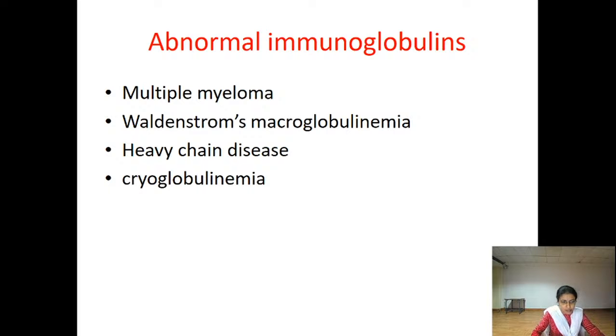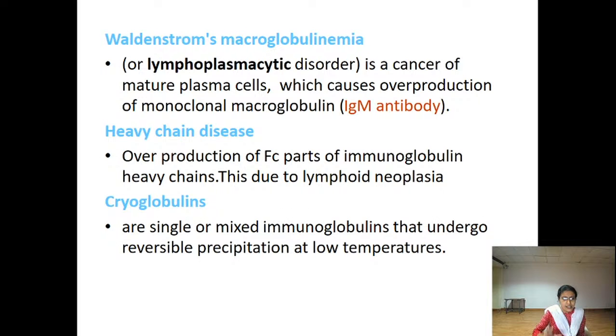So immunoglobulins are normal. Then what are these abnormal immunoglobulins, where we see a few conditions like multiple myeloma, Waldenstrom's macroglobulinemia, heavy chain disease, cryoglobulinemia. Waldenstrom's macroglobulinemia is a cancer of mature plasma cells which causes overproduction of IgM. And in heavy chain disease, there will be overproduction of Fc parts of immunoglobulin heavy chains. And cryoglobulins are single or mixed immunoglobulins that undergo reversible precipitation even at low temperatures. It results in this condition of cryoglobulinemia.